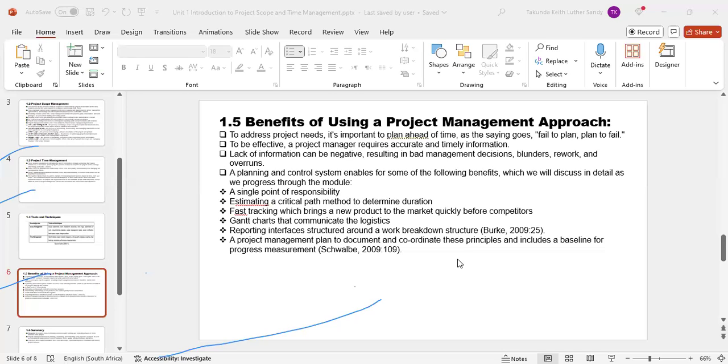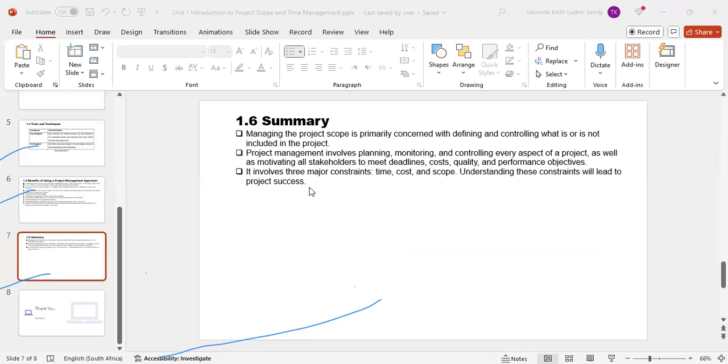You have a project management plan to document and coordinate these principles and include a baseline for progress measurement. All right. So these are the benefits of using a project management approach. Then, in summary, we are saying that managing the project scope is primarily concerned with defining and controlling what is or what is not included in the project.